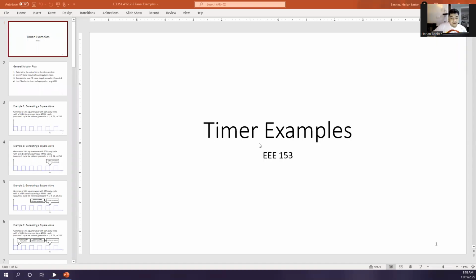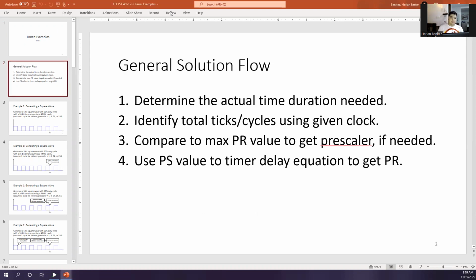Okay. Ngayon naman, let's have some examples yung sa computations na ginagawa natin when we are dealing with timers with our microcontrollers. So, actually, most of the questions, meron tayong general flow ng ating solution. So, first is, ano ba yung time duration na kailangan natin? It can be a delay, it can be a period, or something na kailangan natin ma-generate out of our timer. And then, convert natin yung time duration na yun doon sa total ticks or clock cycles na kailangan natin given yung clock ng ating microcontroller.